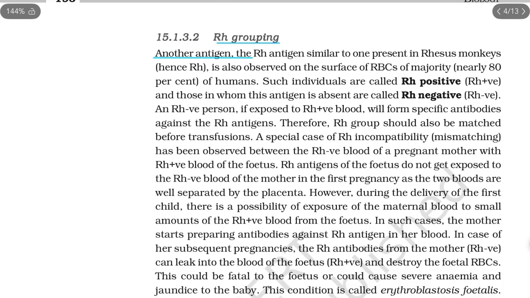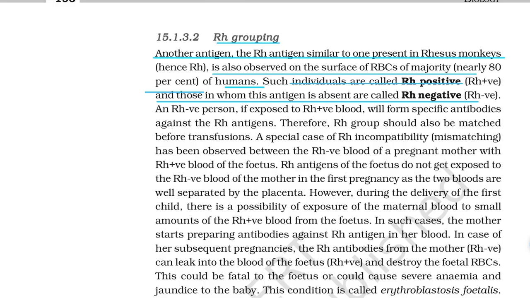RH grouping. Another antigen, the RH antigen, similar to one present in rhesus monkeys, is also observed on the surface of RBCs of the majority, nearly 80%, of humans. Such individuals are called RH positive, and those in whom the antigen is absent are called RH negative. An RH negative person, if exposed to RH positive blood, will form specific antibodies against RH antigens. Therefore, RH group should be matched before transfusions.